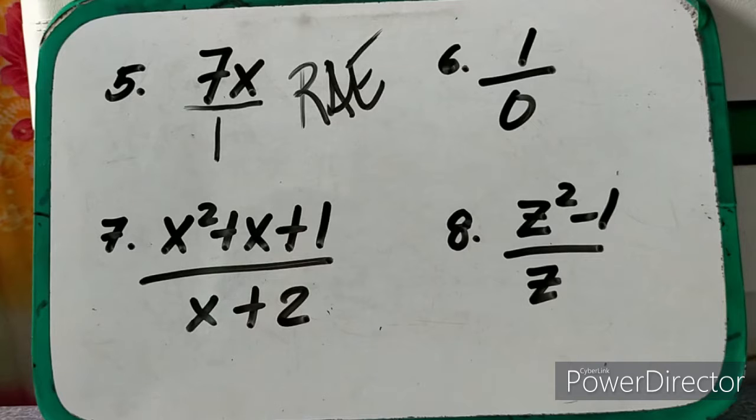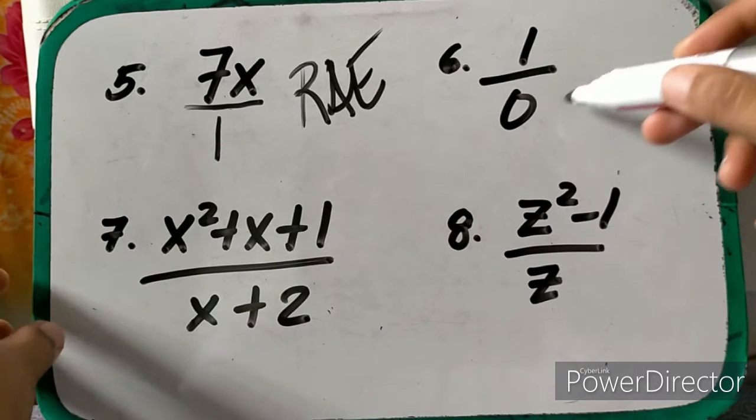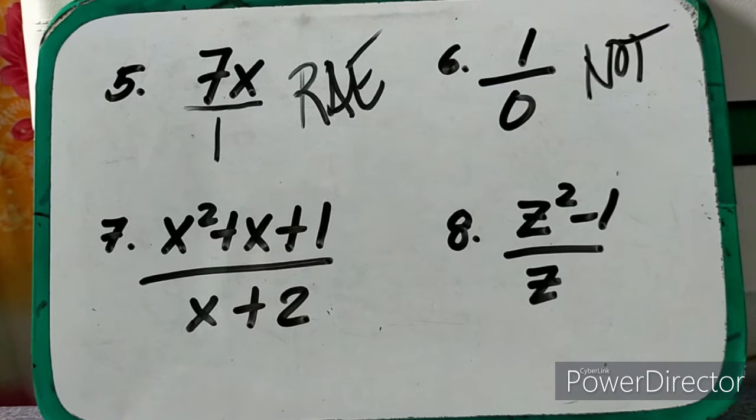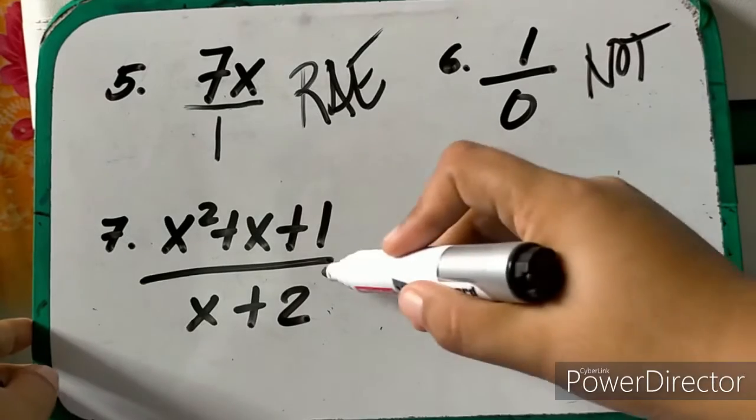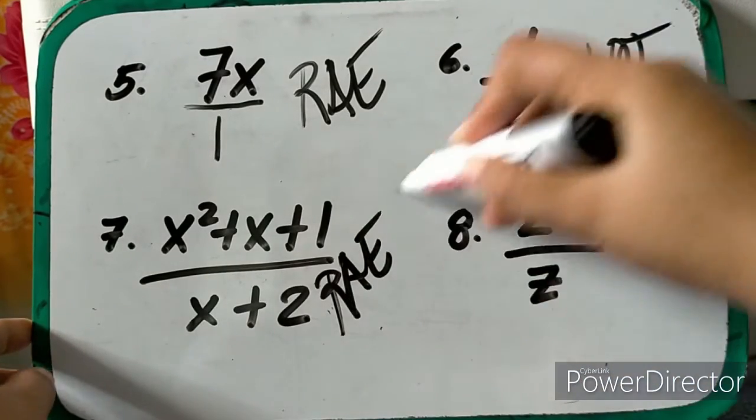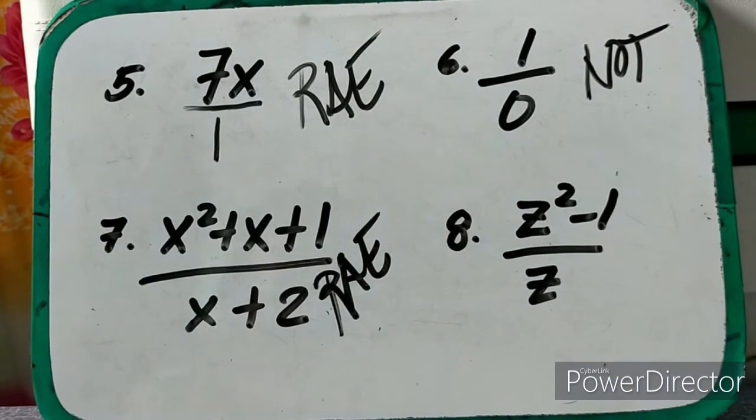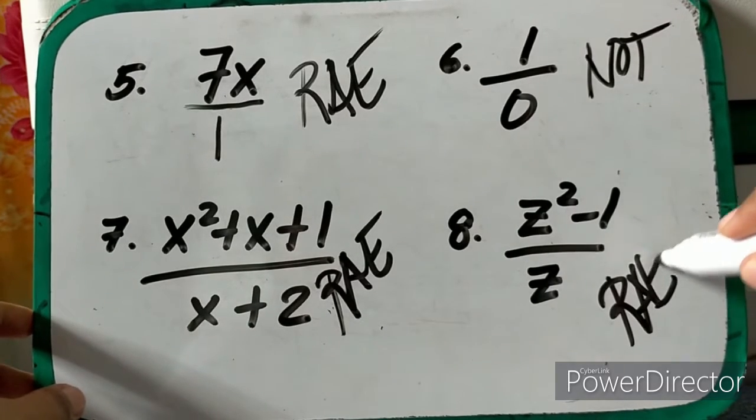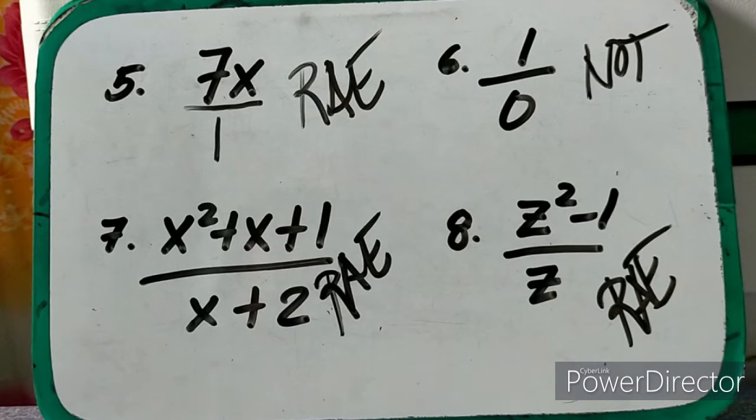6. Of course, kitang-kita naman. Ang denominator ay 0, so this is not an example of RAE. 7. So, fraction, may variable, wala namang radical, walang exponent. Correct? This is RAE. And last one. Still, this is RAE. So, questions about rational algebraic expression? Comment down below pag may questions na.